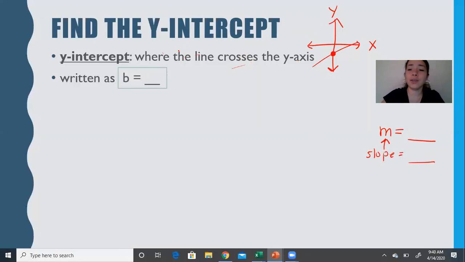For y-intercept, instead of writing y-intercept is equal to, we just write it as b is equal to.